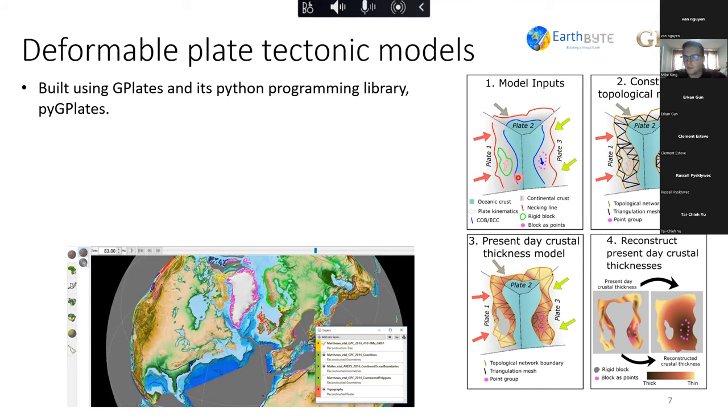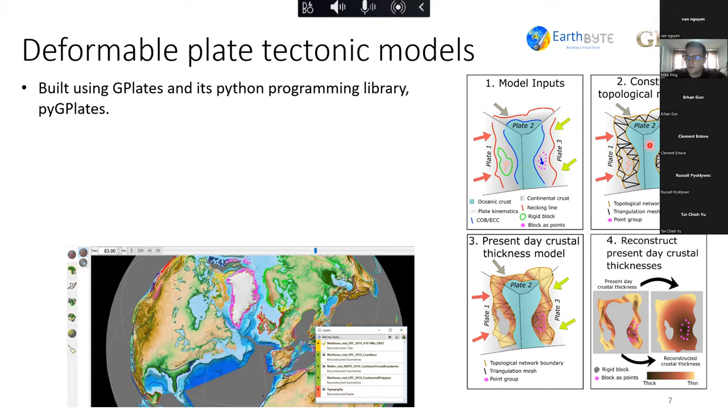And then within these model boundaries, we can have any independent features that can move within these boundaries, such as continental blocks I'm interested in, such as this green polygon right here, and also these purple dots on the right-hand side here. Once we have these model inputs, we can construct what's referred to in GPlates as a topological network, shown on the right-hand side.